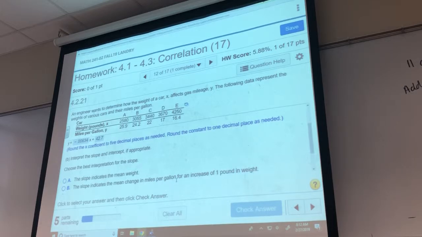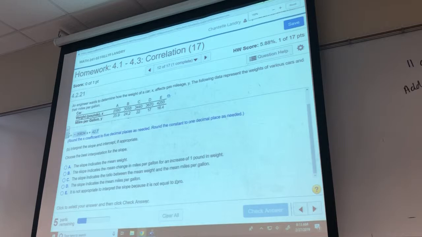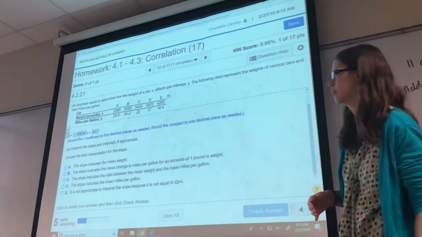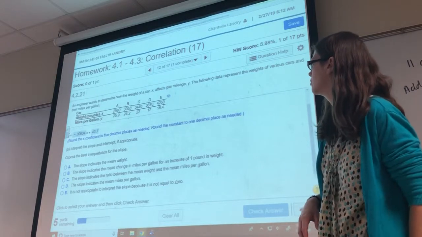All right, so now we're going to look at slope and y-intercept. So we're going to choose the best interpretation of slope. You can always interpret slope. The y-intercept is the one that maybe you can't really interpret.